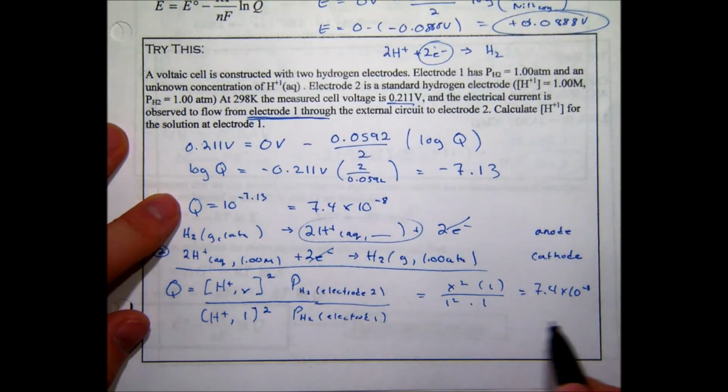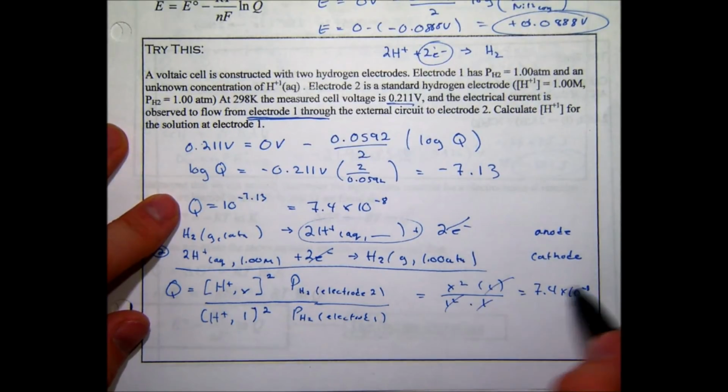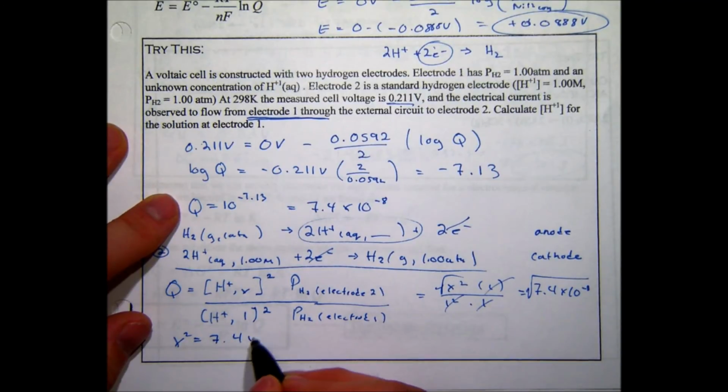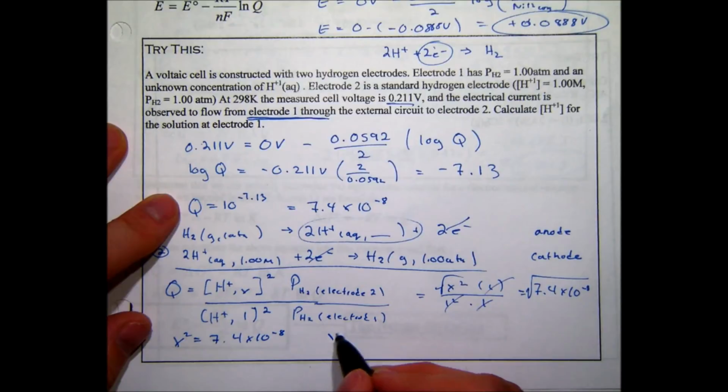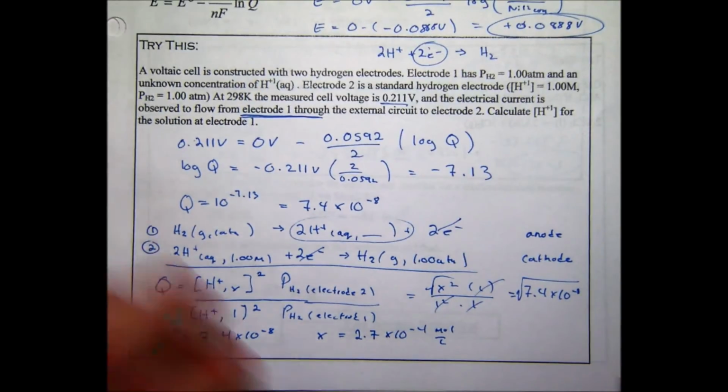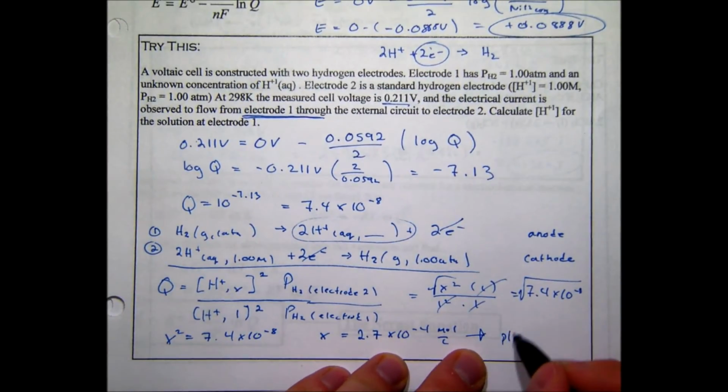So now we rearrange and solve for x squared. Well, these ones are useless. So we take the root of both sides. x squared is equal to 7.4 times 10 to the negative 8, so x is equal to 2.7 times 10 to the negative 4 moles per liter. So I can calculate the pH of that. The negative log of that number is equal to 3.57.